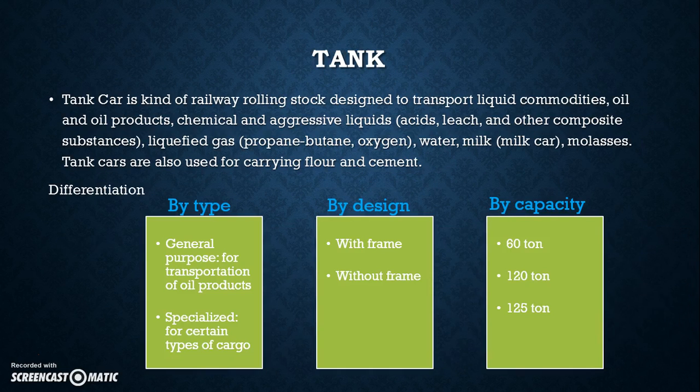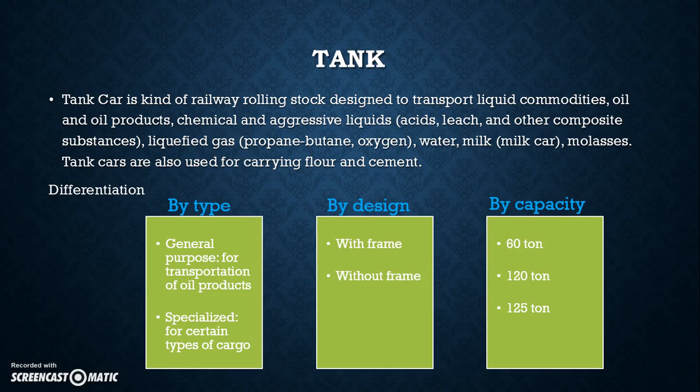Then we go to talk about the tank. So the tank car is a kind of railway rolling stock designed to transport liquid commodities like oil and oil products, chemical and greasy liquids, and maybe also liquid gas, water, milk, molasses. Tank cars are also used for carrying flour and cement. Tank cars are specialized pieces of equipment. As an example, the interior of the car may be lined with a material such as glass or other specialized coatings to isolate the tank contents from the tank shell.